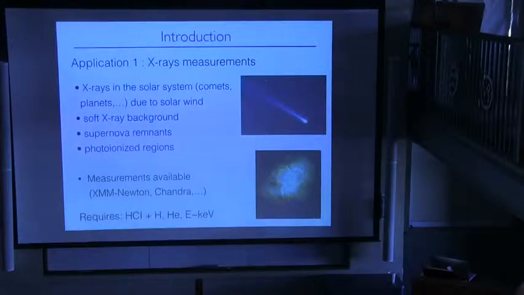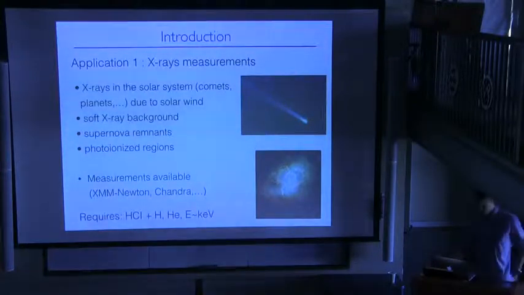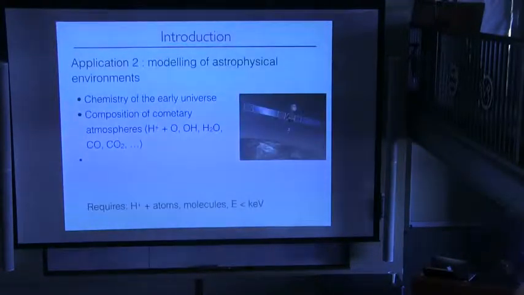I'd just like to point out that this usually requires cross sections for highly charged ions with hydrogen and helium in the range of energy of about a keV. So that's one application. Another one is the modeling of some astrophysical environments. For example, charge transfer can be important in the context of trying to understand the chemistry of the early universe.